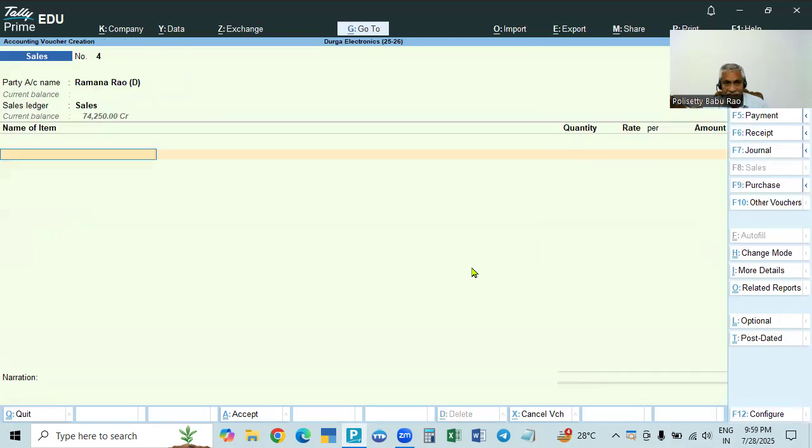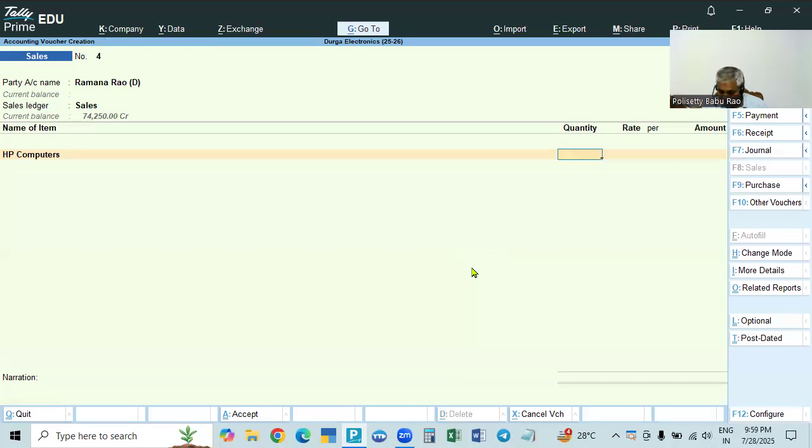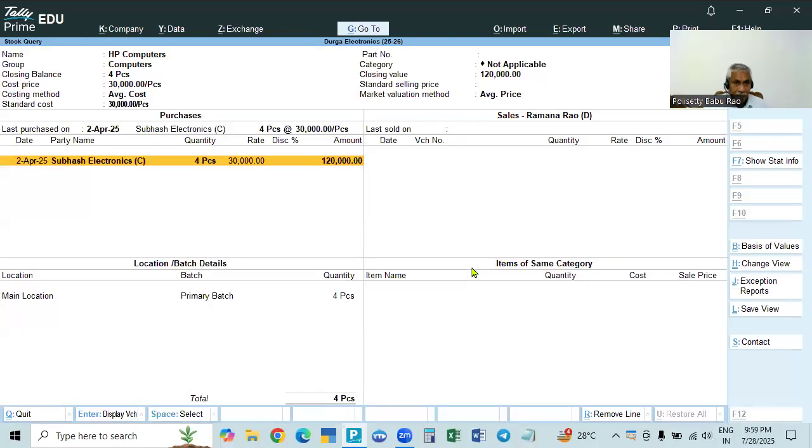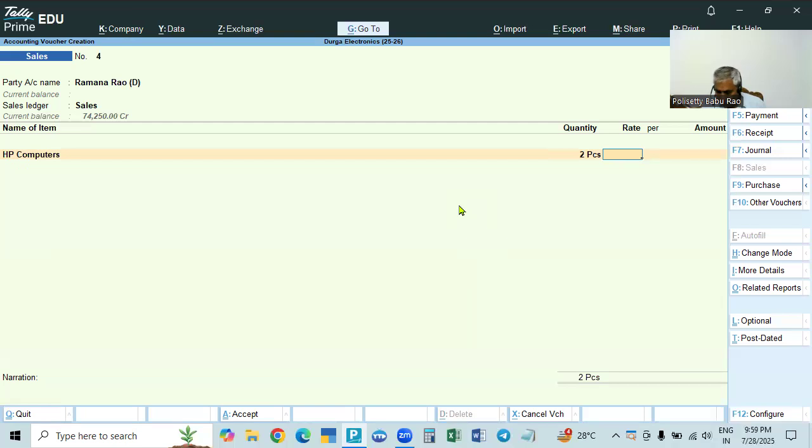So we are selling again here also. For example, we are selling computers, that is HP computers. We are selling two items. What is the sale price? The purchase price is 35,000, isn't it? 35,000 we are purchasing. Now we are selling for 45,000.